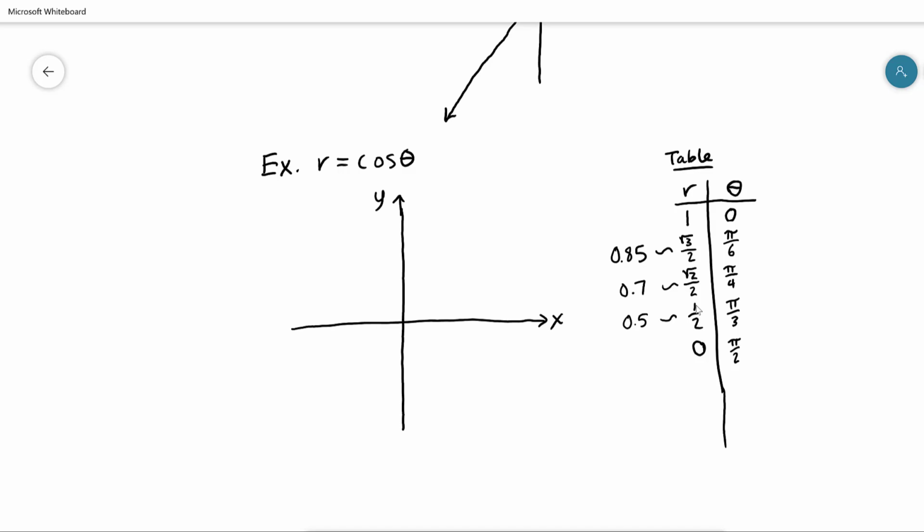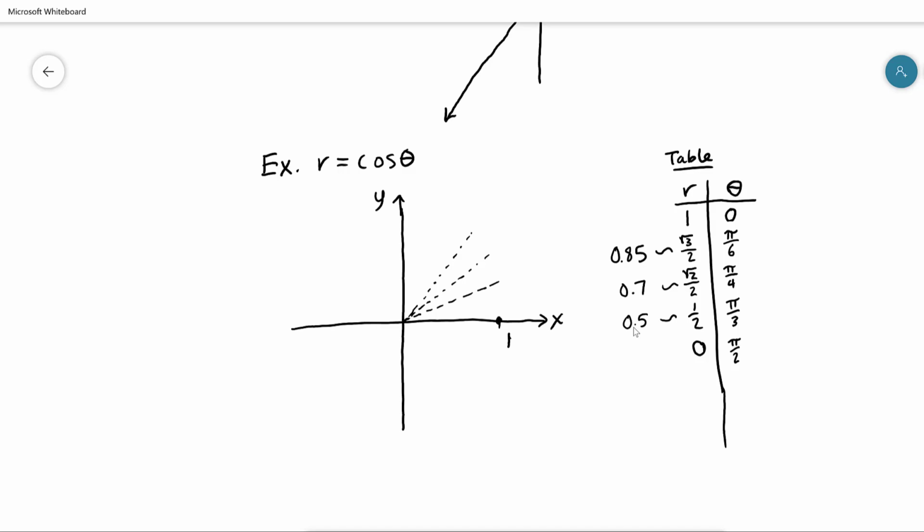And so I want to think about plotting these points. The first one, when theta equals 0, means I'm pointing straight along the x-axis, and we're going out a distance of 1. So there's my first point. And then when I get to an angle of pi over 6, which we're going to say is about right there, let me draw all the angles in that we're going to need. There's going to be pi over 4, there's going to be pi over 3. So here's all the angles that we're going to check.